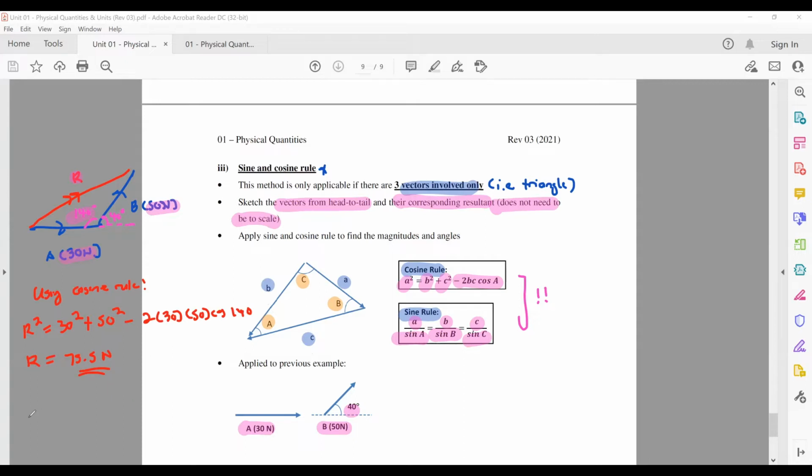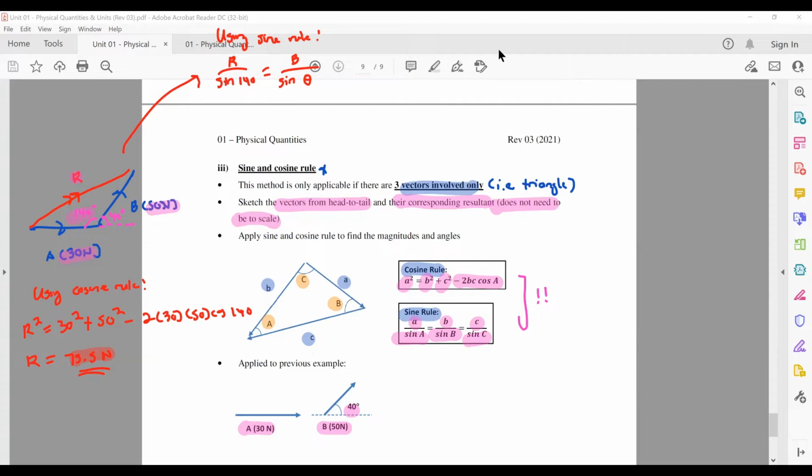Now, if you use sine rule, I will probably write it over here. Using sine rule, I can say that R over sin 140 is equal to B over sin theta. Now you have only found the magnitude of your resultant here, but you haven't found the direction.